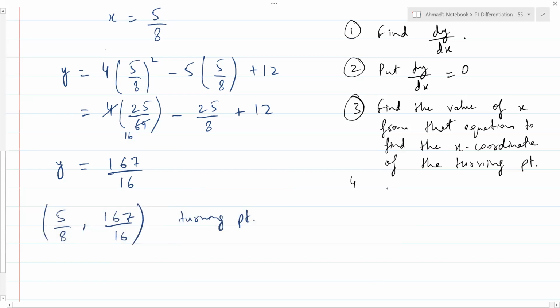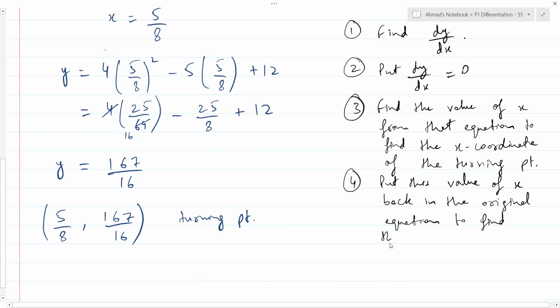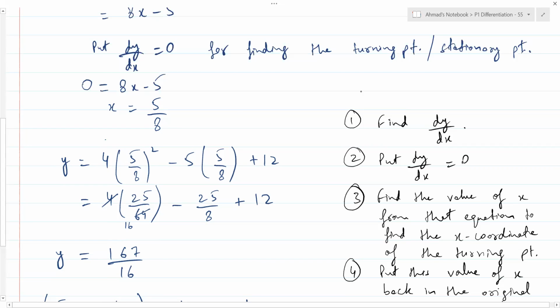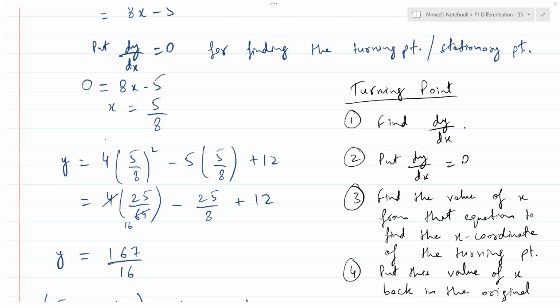So the fourth point is you put this value of x back in the original equation to find the y coordinate, the corresponding y coordinate. So these are the steps that we are going to use to find the turning point on any curve. Now, it's not just going to hold for quadratic functions, it actually holds for any type of function. We'll see more examples as we look at a few questions, but that's going to be our standard process now. I hope that's clear to everyone.